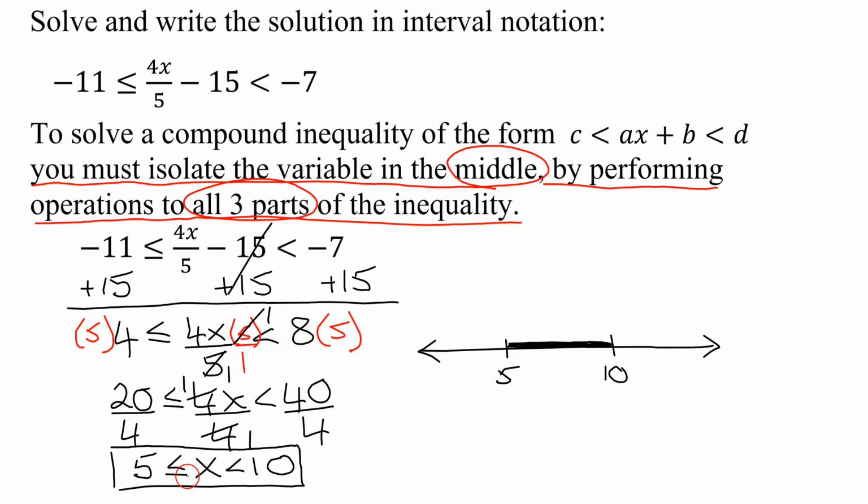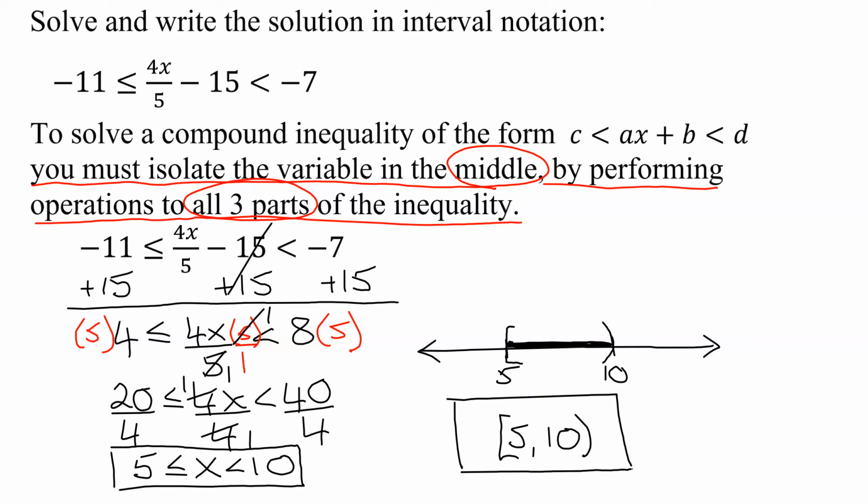Can it equal 5? Yes, there's an equals here. So I have to use a square bracket on the 5 since 5 is included, but 10 is not, since I have no equals on the less than there. So I use a parentheses on the 10 since 10 is not included. So my interval notation starts here at 5 with a square bracket, comma, 10, parentheses. And there is the interval notation for the solution to this inequality.